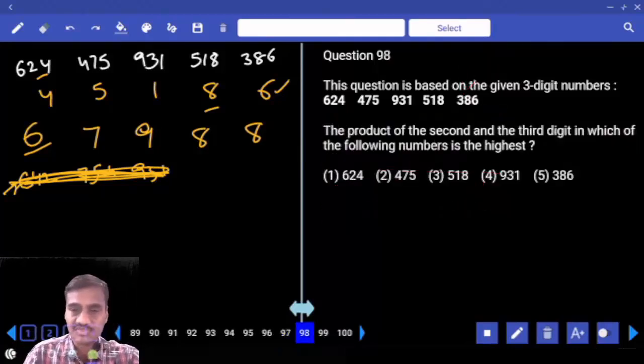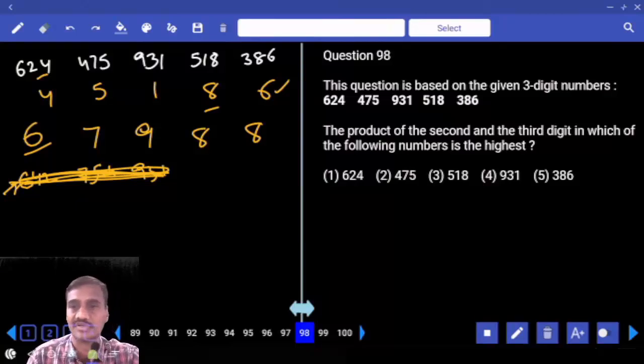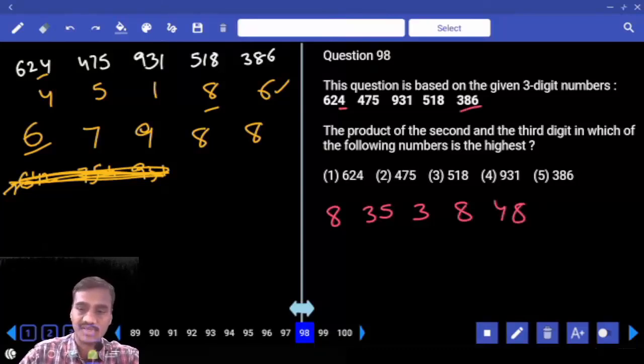98. Now in this 98, the product of the second and the third digits in which of the following numbers is the highest one? Highest ఎక్కడ రావాలి? 2 into 4 ఎంత అయింది? 8. 7 into 5, చెప్పాలి. నెక్స్ట్ వన్, నెక్స్ట్ 48. Hence which one? This is the highest, 386, choice 5, question 98.